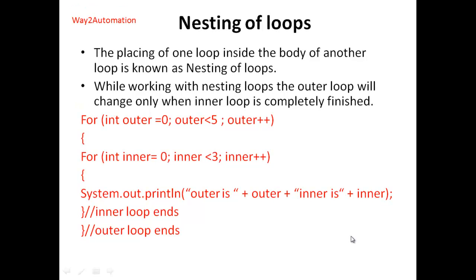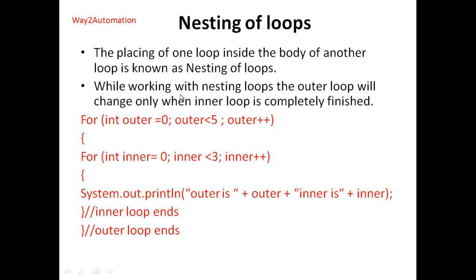So next, we take a look at nesting of loops. Now, what are nesting of loops? We also call it nested loops, right? Whenever we place one loop inside the body of another loop, it is called nesting of loops. We can have a for loop inside a while loop, a do while loop inside a for loop. While working with nested loops, the outer loop will change only when the inner loop is completely finished.